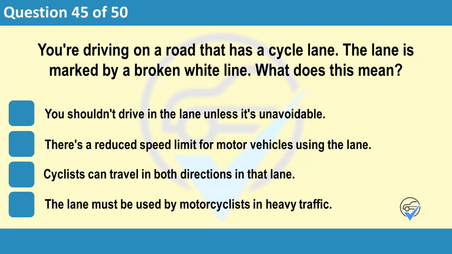You're driving on a road that has a cycle lane. The lane is marked by a broken white line. What does this mean? You shouldn't drive in the lane unless it's unavoidable. There's a reduced speed limit for motor vehicles using the lane. Cyclists can travel in both directions in that lane. The lane must be used by motorcyclists in heavy traffic.